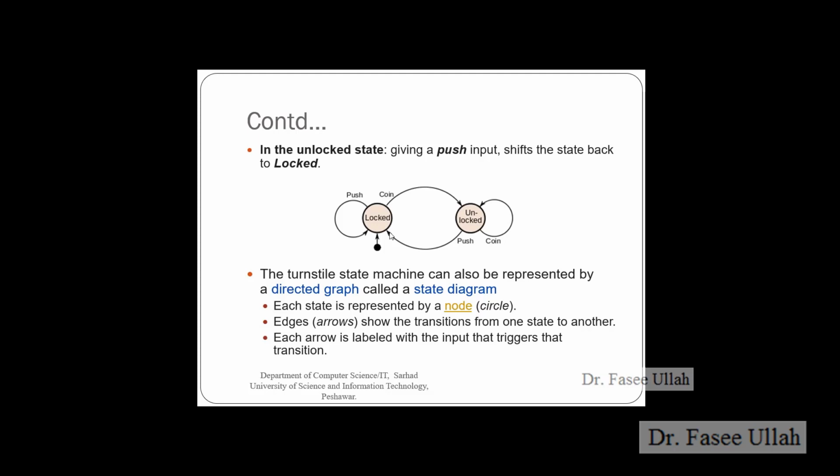Okay, further we have some definitions over here. It could also be called a directed graph, which is usually called a state diagram. These are the states, the locked state and the unlocked state, and the arrows are represented from here to here and here to here. These are transitions, and whenever it is repeated on the same state, this is called a loop or looping. Each state is represented by a node. States are the nodes, and the arrow symbols are the edges, or in other words, arrows.